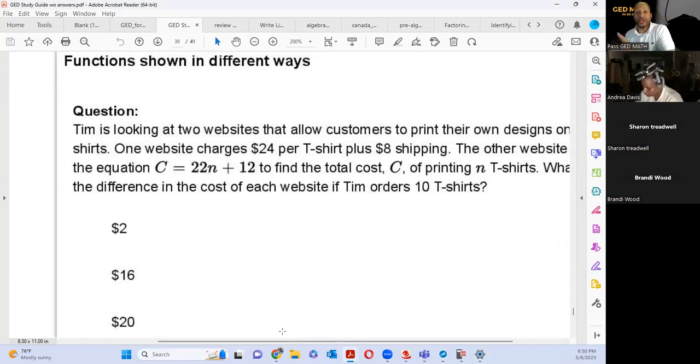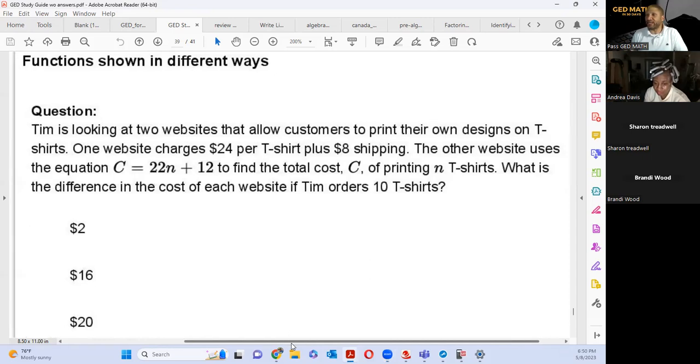Functions shown in different ways. Hold on, Mr. Tinsley, you just told us that a function is an equation. You're right. So look at it. They're giving you this example: one they're giving to you in words, and one they're giving to you in an equation. You got to identify it.